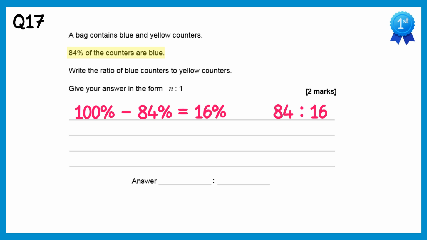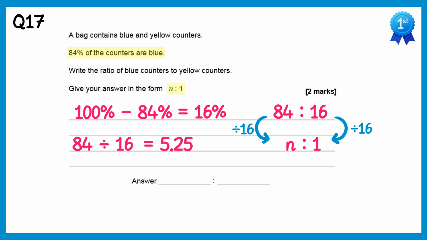The question asks us to write this in the form n to 1 though. This means we need to have a 1 on the right hand side of the ratio. To get from 16 to 1, we divide by 16. So if we divide 84 by 16, we'll find out what n needs to be. 84 divided by 16 is 5.25, so the ratio is 5.25 to 1.